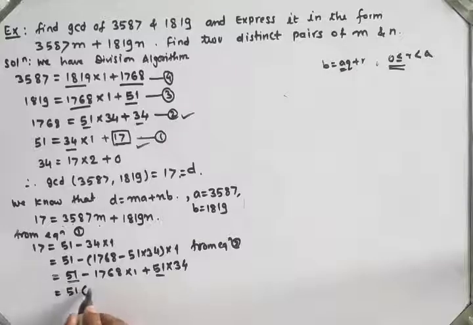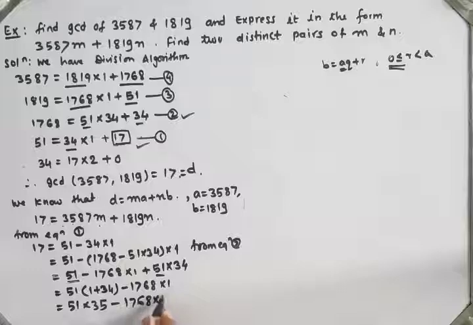So in the bracket, what will you get? Here it is multiplied by 1 and here it is multiplied by 34, right? So I will take 51 common. The remaining number is 1 plus 34, minus 1768 into 1. So we get 51 into 35 minus 1768 into 1.